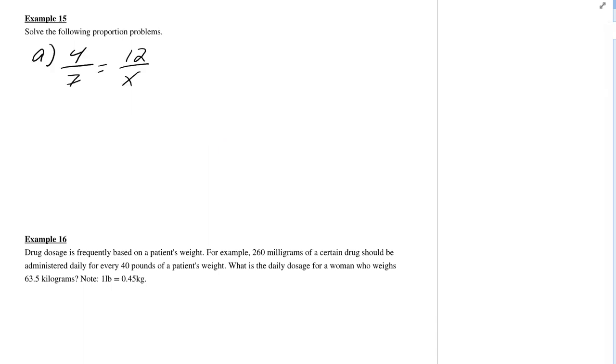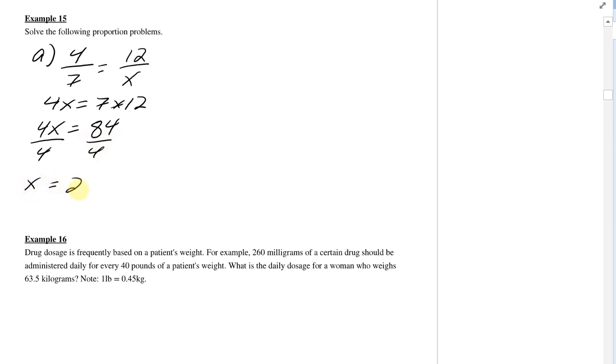For this first problem, I've got 4 over 7 equals 12 over x. Pause the video and hit play when you're ready after you've solved this. If I solve this, I'm going to get 4x equals 7 times 12. So then I'm going to get 4x equals 84. And then if I divide both sides by 4, I will get that x equals 21. So that would be the solution there.